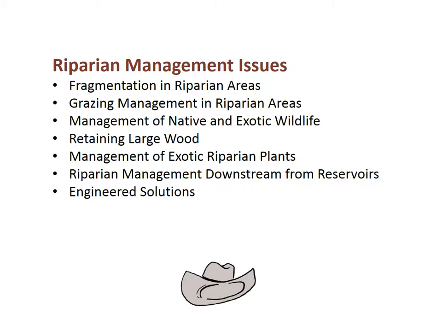Today's discussion will address some common riparian management issues that may challenge managers. Riparian management issues include fragmentation in riparian areas, grazing management in riparian areas, management of native and exotic wildlife, retaining large wood, management of exotic riparian plants, riparian management downstream from reservoirs, and engineered solutions.